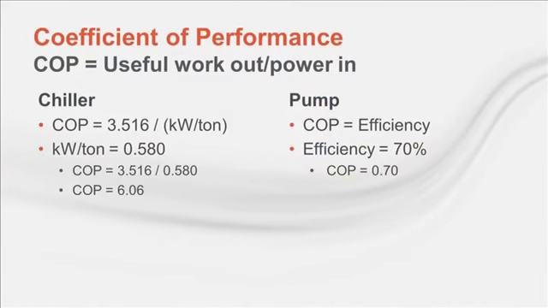The chiller is the most efficient part of the system. Coefficient of performance is the amount of useful work divided by the power input. The COP of a good chiller is between 6 and 7. The efficiency of a pump may be 70%, which equates to a COP of 0.7. So intuitively, we know that we should work the most efficient portion of the system, the chiller, a little harder.